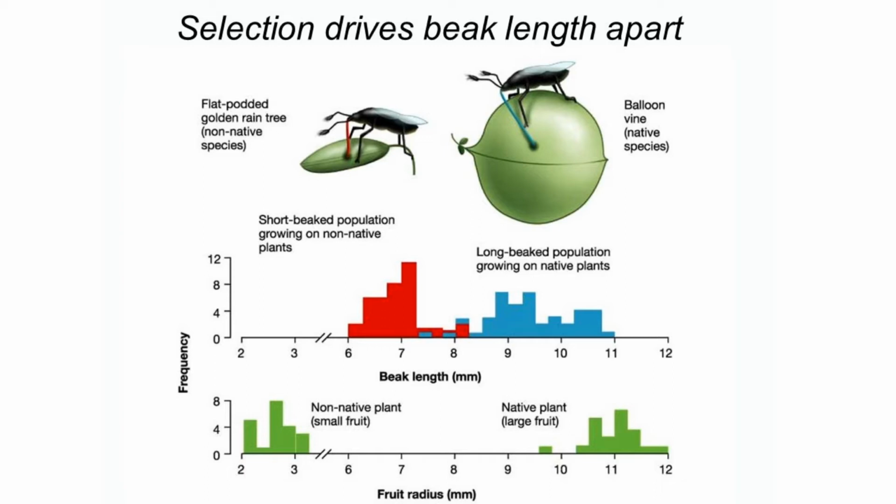The average beak length was about 8.5 millimeters in length for soapberry bugs on balloon vine, while on golden rain tree the average was less than 7 millimeters. This is a direct example of a species becoming fragmented with varying environmental selective pressures, resulting in modifications of physical attributes of the population as a whole.